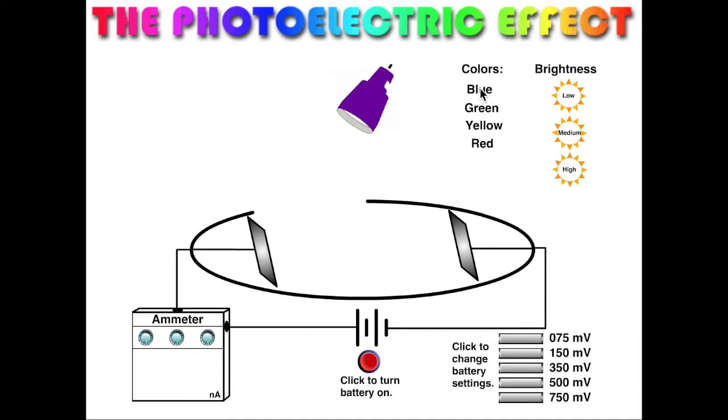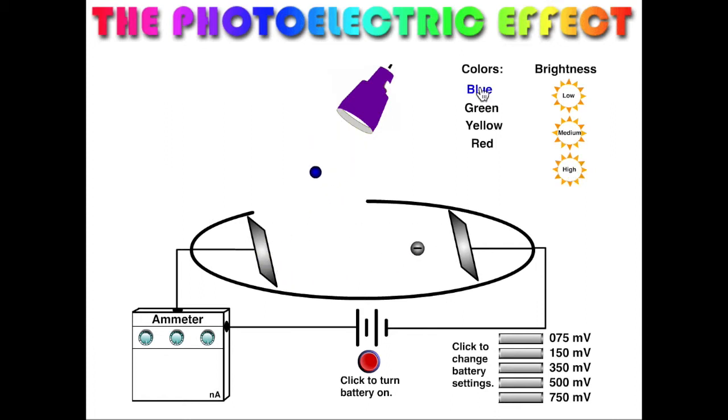If we start with the blue color, as you can see, the blue photons have enough energy to emit an electron from the plate. We can increase the brightness from low to medium. As you can see, when more photons are hitting the plate, more electrons are being emitted. When we increase the brightness more, even more photons are hitting the plate and more electrons are being emitted.